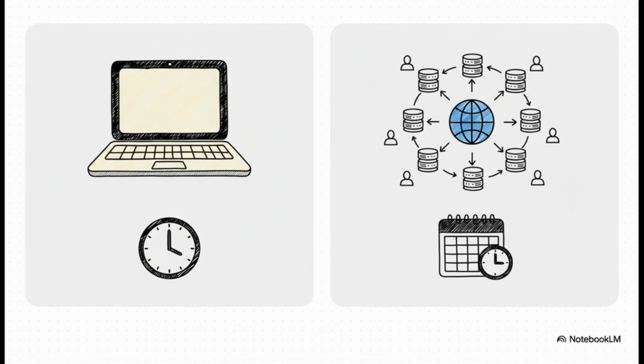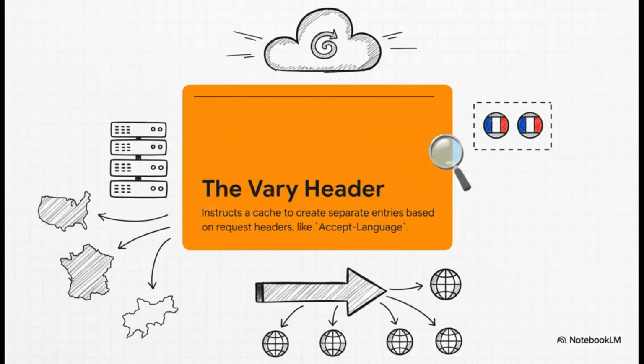And we can actually control these shared caches with a slightly different directive. While max-age is meant for the private browser cache, there's also s-maxage. The S stands for shared, and that's for things like CDNs. This gives developers really fine-grained control. You could tell a user's browser to cache a file for just an hour, but tell the global CDN to cache it for a full day. Pretty cool. But this brings up a really important question.